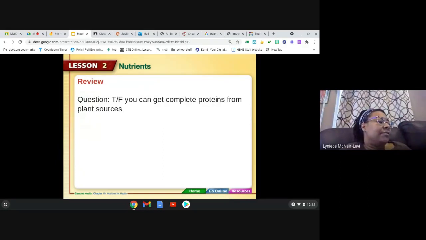True or false, you can get complete proteins from plant sources. This is a hard one. You have to think about it. Can you get complete proteins from plant sources? See, this is where I confuse you guys. Yes, no, maybe so. There are 2 plant sources that provide you with complete proteins. Remember? There's soy and quinoa. Quinoa, such a funny word.